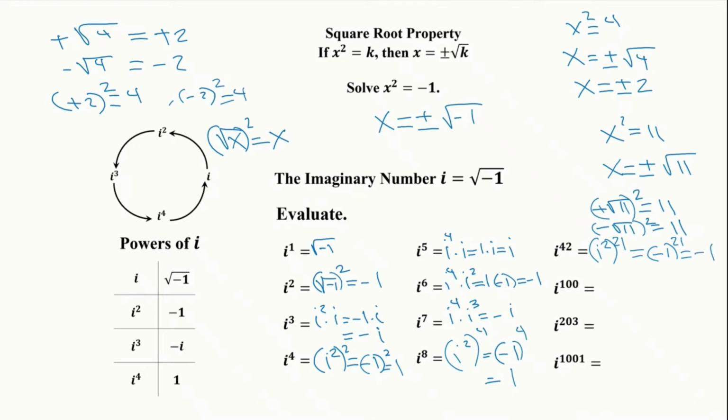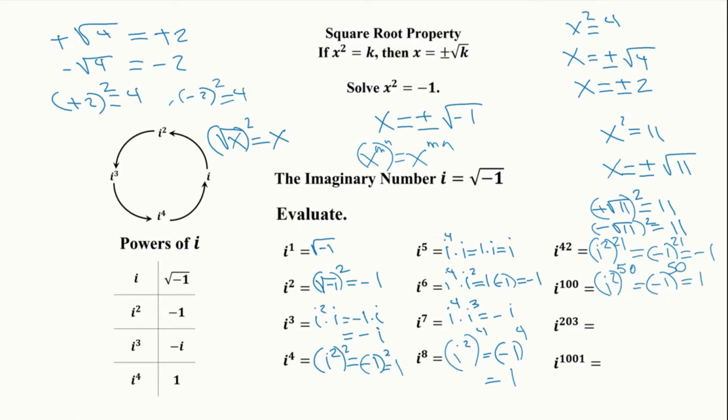-1, okay? i to the 100, again, I can think of it as i squared to the power of what? Did I hear you say 50? I agree, okay? Remember, the power rule is x to the m raised to the n is x to the mn, right? So we're applying that rule, but in reverse, right? So that's going to be -1 to the power of 50. So a -1 raised to an even power, that's always 1.